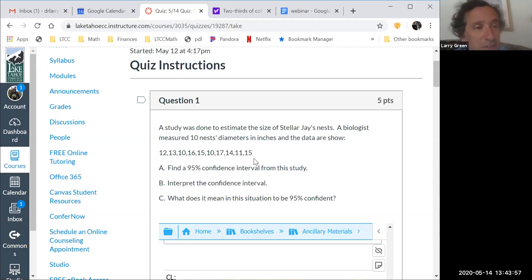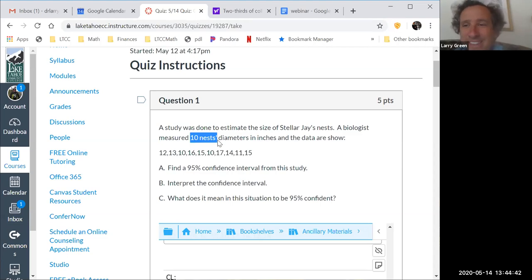What's the main one, there's actually two, but what's the main one that you might spot right away? So you see that we do have to make an assumption, but what do you have to make? We notice that our sample size is 10. And that means that we need to assume that the distribution of the diameter size of Stellar Jay's nest is normal, okay? And honestly, I have no idea.